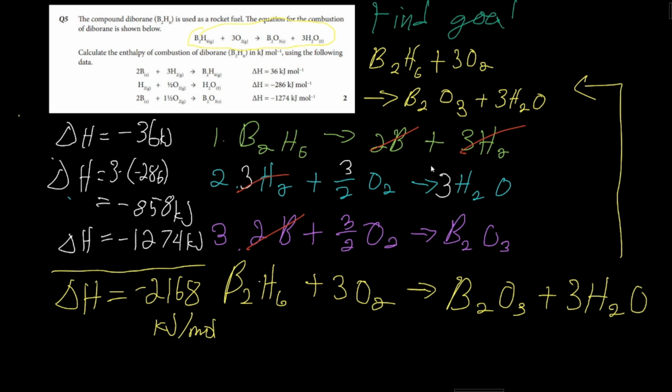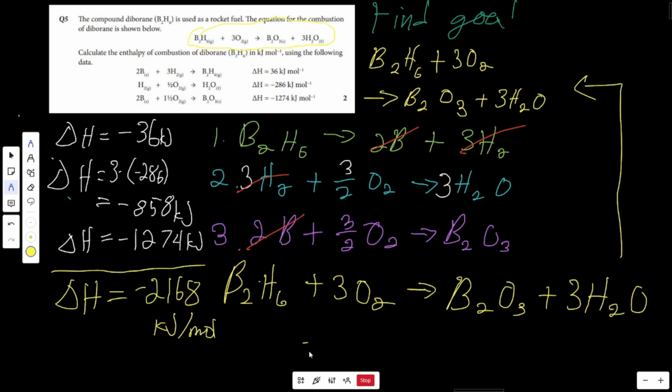And lastly, you're going to cancel out substances that are appearing on both sides of the chemical equation. And then you bring down all of your remaining substances to see if you match your end goal. If you match your end goal, then that just means you add up all the enthalpies that you adjusted or did not adjust. And that will be your final enthalpy for that problem.